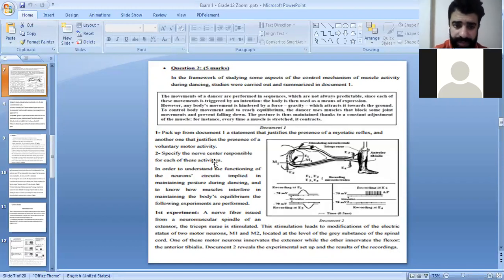Specify the nerve center responsible for each of these activities. Already I said that for the myotatic reflex it is the spinal cord, while for the voluntary motor activity it's the cerebrum, the part of the brain.